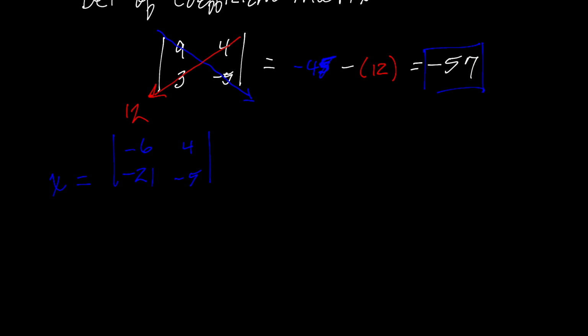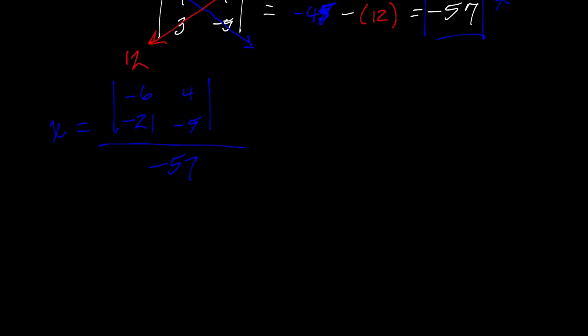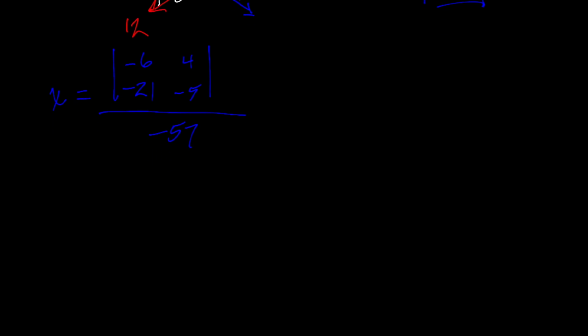All right, so go ahead and figure out the determinant of that matrix and then divide it by the negative 57 from up here. Determinant of this matrix ends up being, negative 6 times negative 5 is 30. So we're going to write that down here. Minus, and then we're going to subtract 4 times negative 21. Well, that's negative 84.